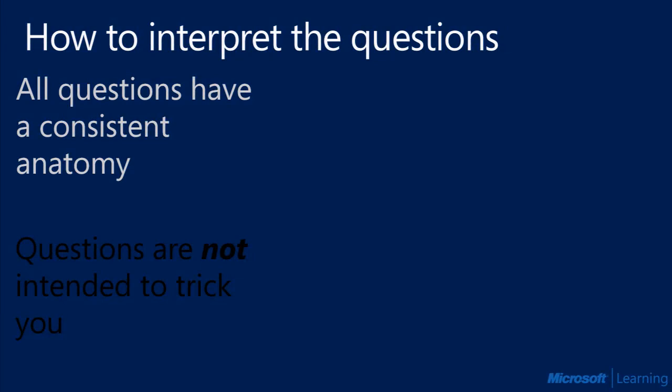A couple of things here. All the questions have a consistent anatomy. A lot of you have probably seen this stuff. You're the system administrator for Contoso. You manage X. People are reporting this problem. You need to do Y. What should you do? And then you get your four answer choices and move on. That's going to be the format you see pretty much throughout. We'll talk a little bit about the different questions.